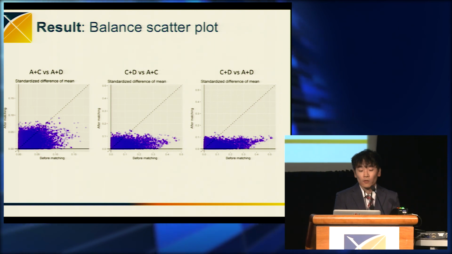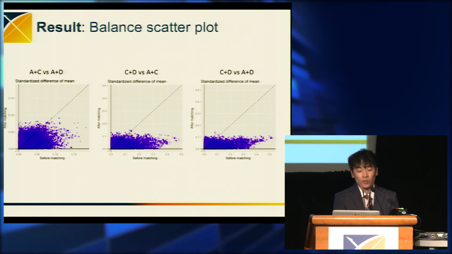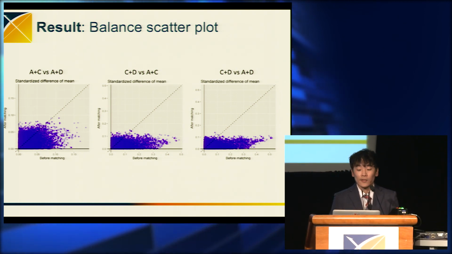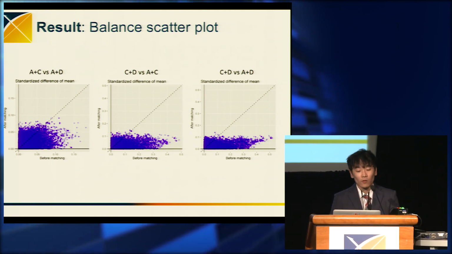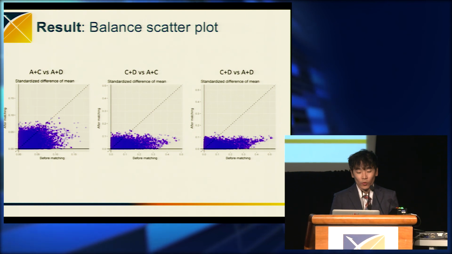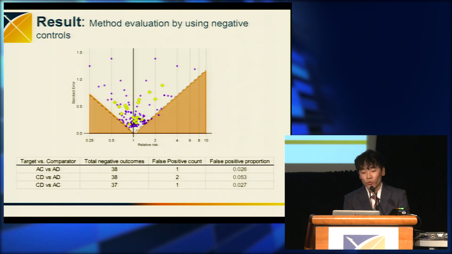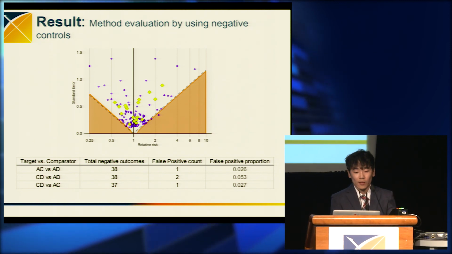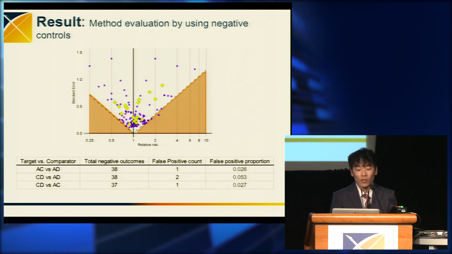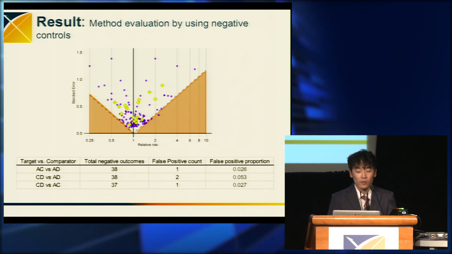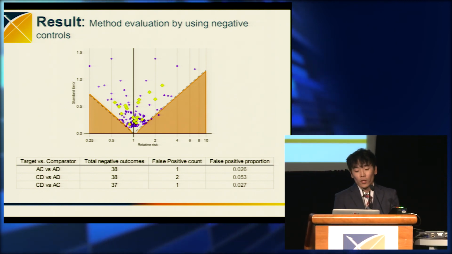As you can see in the balance scatter plot, the difference between the 2 cohorts in each comparison gets similar after matching. The standardized mean difference is almost below 0.1. I used 38 negative controls to validate my statistics, and you can see that only 1 or 2 negative controls turned positive. So the false positive proportion, or type 1 error, is about 0.03 or 0.05.